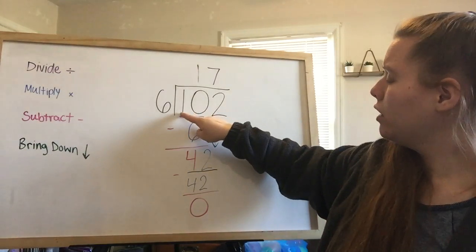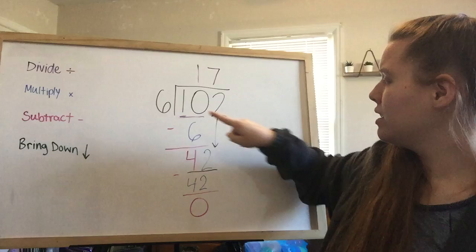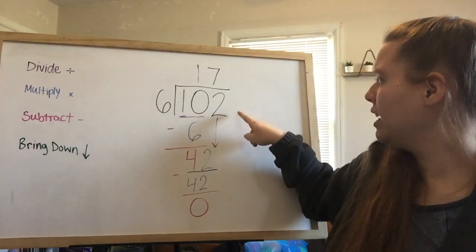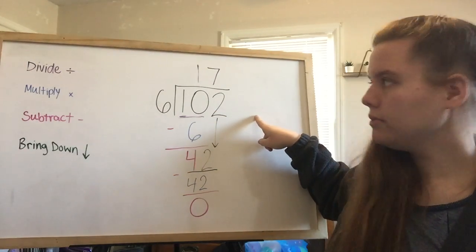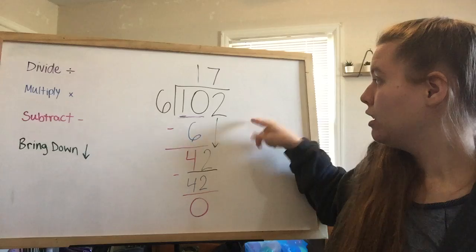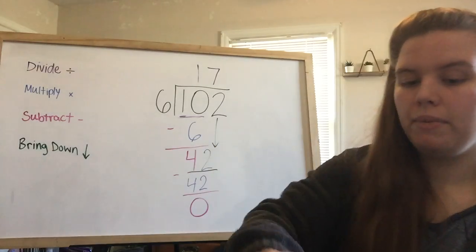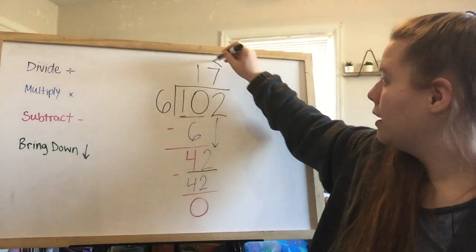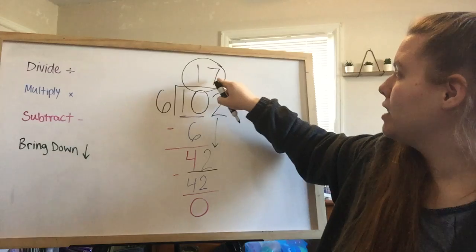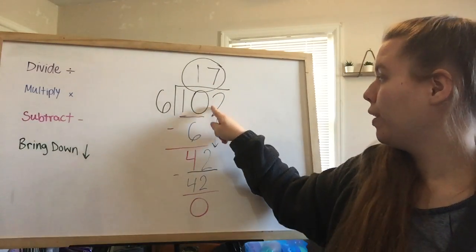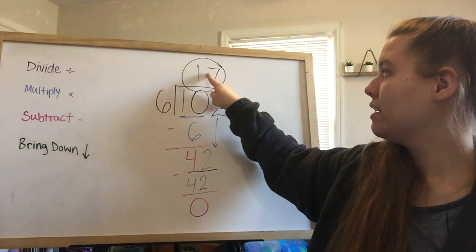Okay? Now our last step, bring down. Well, I've already used my 1, I've already used my 0, and I've already used my 2. Do I have anything else after my 2? So I have nothing to bring down. That means that we're all done with the problem, and my answer is 17. Okay, so 102 divided by 6 is 17.